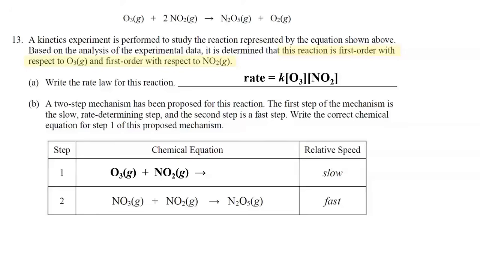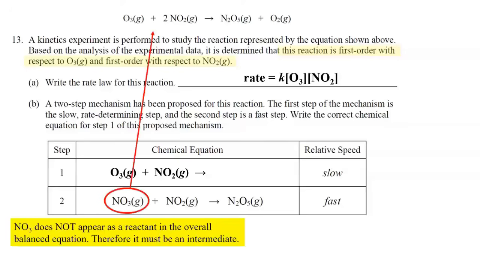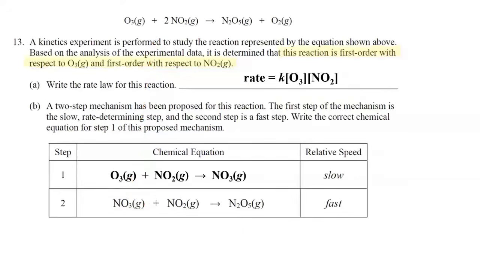So the first thing I'm going to focus on is the chemical NO3. You'll notice that NO3 does not appear in the reactant at all. It doesn't appear anywhere in the overall balanced equation. So therefore, it must be an intermediate. If it's consumed in step 2, but doesn't appear in the overall equation, then NO3 must have been formed in step 1 and then consumed in step 2.